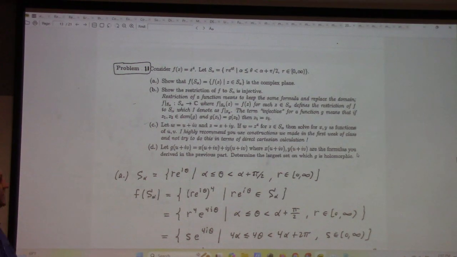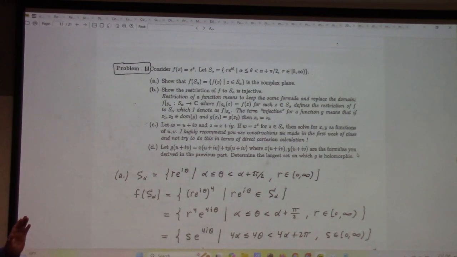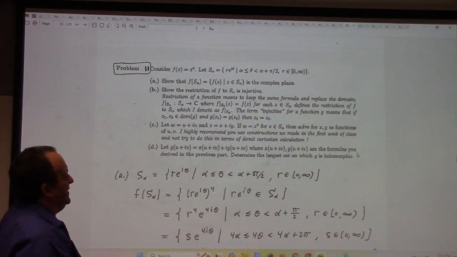So here we have z to the fourth, and I give you S sub alpha, which is basically what? It's a quarter plane, right? It's the quarter plane that goes from angle alpha to angle alpha plus 90 degrees, so to speak. I'm sorry, pi over 2, what was I talking about? And so show that f of S alpha is equal to the set of z such that, well, what's there to show there? I am confused. Oh, it's the complex plane. So you get everything. All right, yeah.